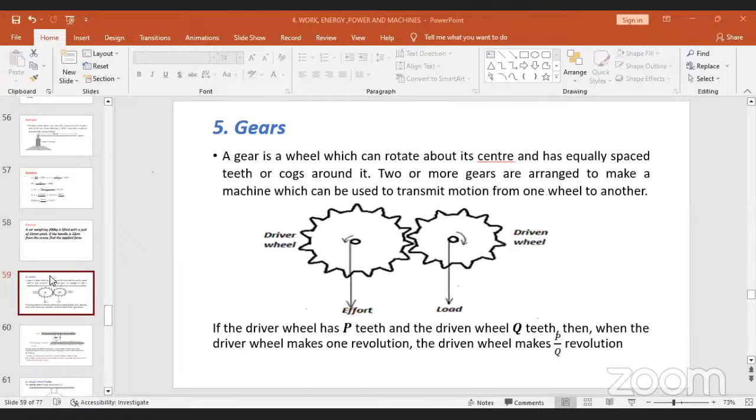That is the gears. We have where we attach the load, and where we apply the effort. Where we apply the effort is normally referred to as the driver wheel. And where we put the load, or where the load is attached, is the driven wheel. Normally the driven wheel is smaller in size as compared to the driver wheel.